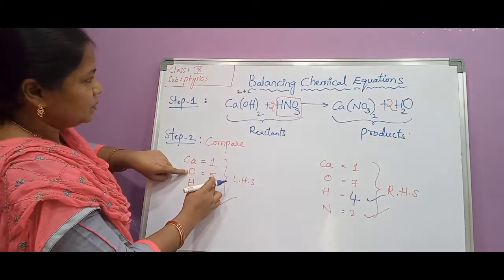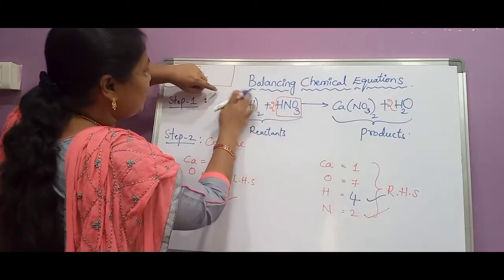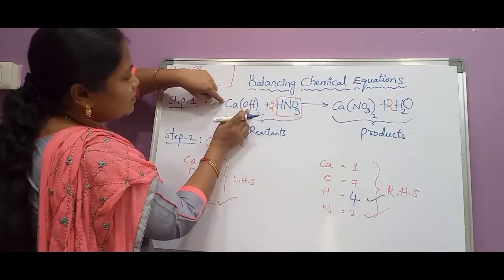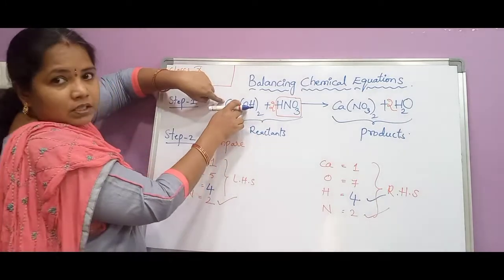Now coming to oxygen atoms. When you write 2 here, oxygen atoms number also increases. Already in this formula, once you check how many oxygen atoms are there, OH taken twice is there. OH taken twice means this 2 is for oxygen also.